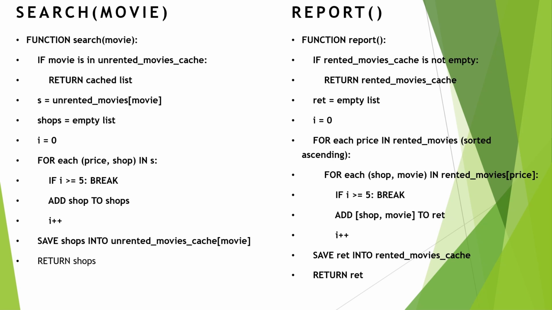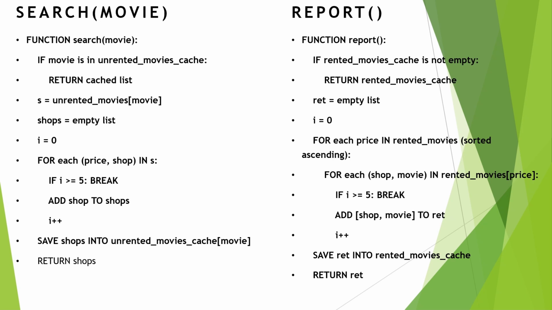Coming to the report function. Report would give us the cheapest 5 rented copies of all the movies. Again, for report we are maintaining a cache. So if we see the result is already present in the cache, we return the cache. Just pardon the printing mistake in the if statement. What is written in the if statement is if rented movie is not empty. Okay, so if the rented movie cache is not empty, which is correct, it means the cache is present, so return it. If not, go ahead and calculate it.